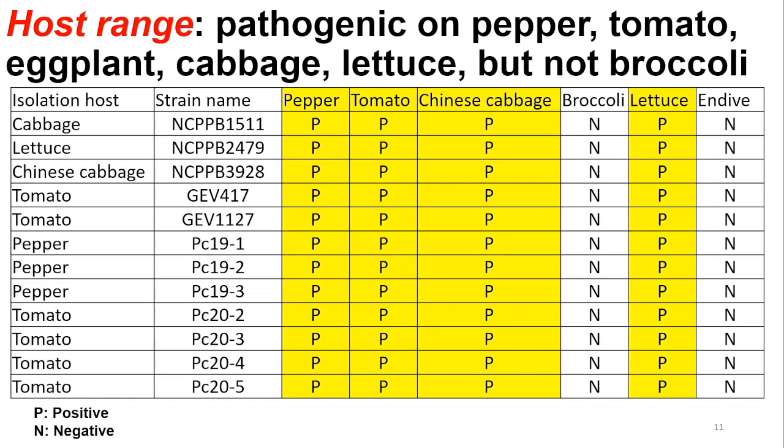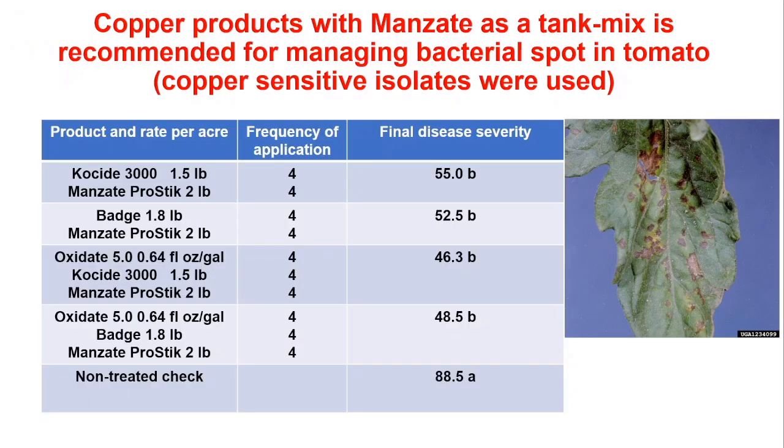They are pathogenic on pepper, tomatoes, Chinese cabbage, and lettuce. It's a broad range. And look at the number of strains we used, including some of the strains from the culture collections. So what does it mean? That this particular species, although we are lucky it doesn't occur every year, has a broad host range, and it can mess up the rotation of crops which you use.